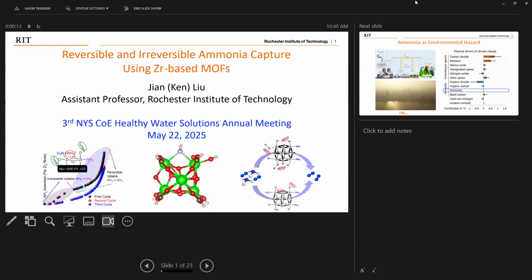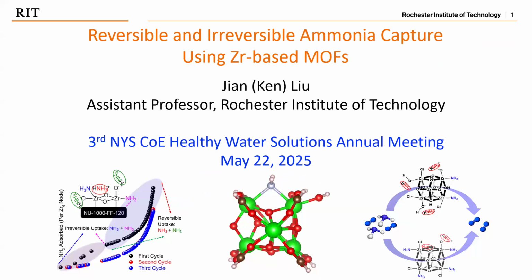Hello, everyone. My name is Jian Liu, or Ken, from Rochester Institute of Technology. It's my pleasure to be here. I joined RIT a couple years ago. So this work about ammonia capture was mostly done at Northwestern during my postdoc work. Today I'm going to talk about using zirconium-based metal organic frameworks to capture ammonia.